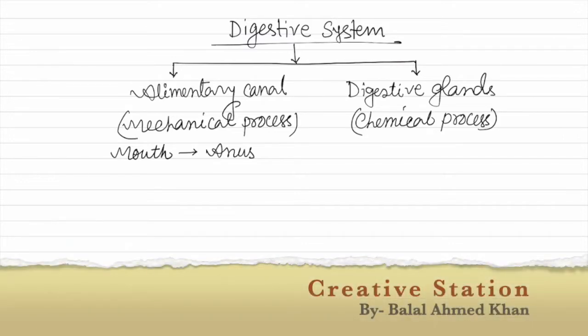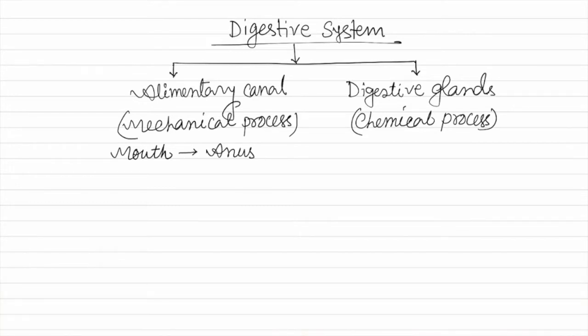The liver, gallbladder, pancreas, etc. are part of the chemical process. Now I am trying to explain with the help of a diagram, to identify the specific location of the mechanical process and the chemical process.